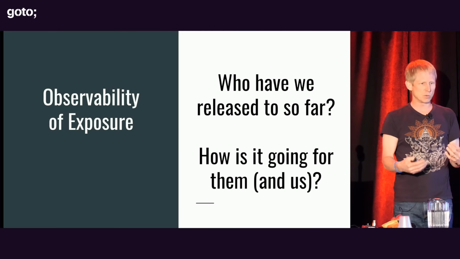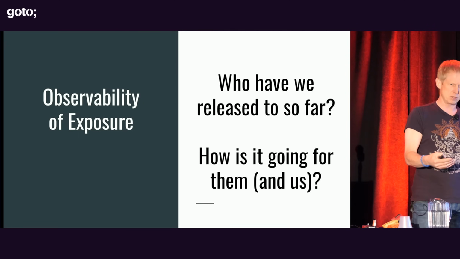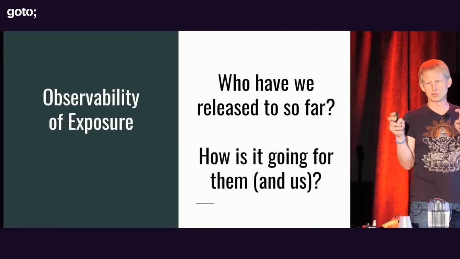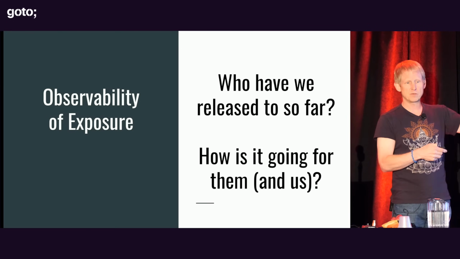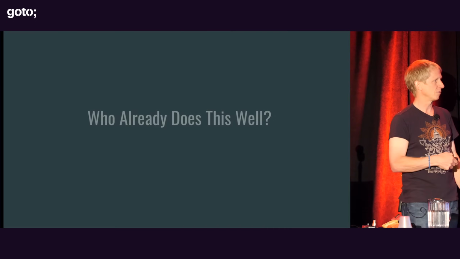And then for us, are your response times degrading? The crashes thing is kind of about us too. How's our server doing? How are our response times, our latencies and so on, right? So that's what I mean by observability of exposure. Who's getting it and how's it going for them?